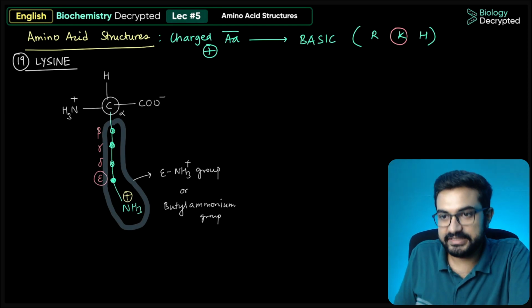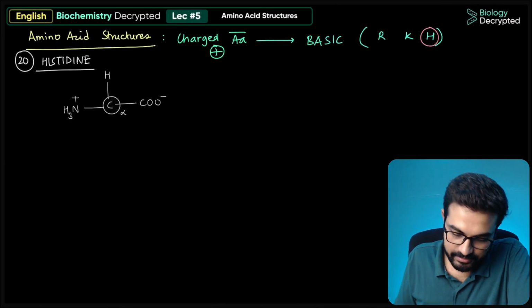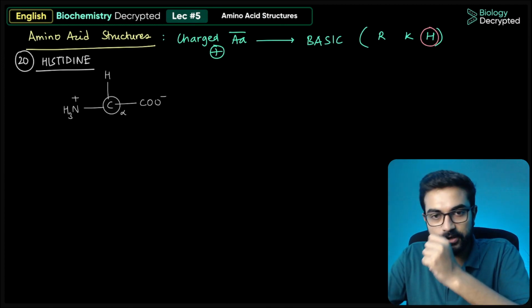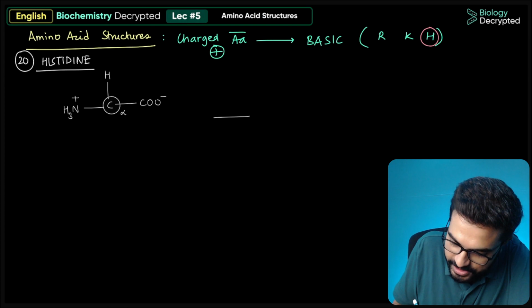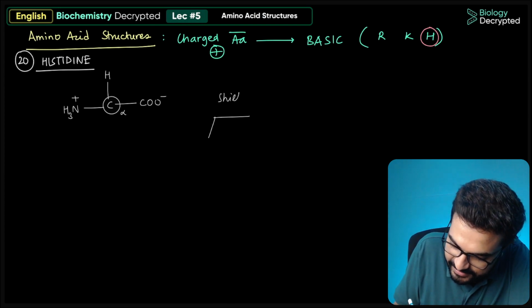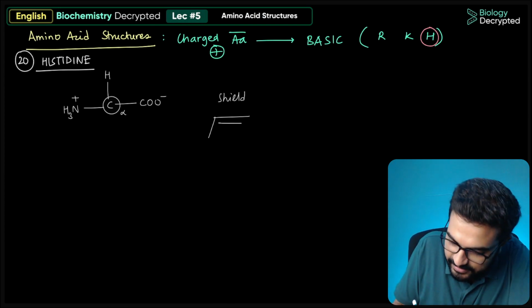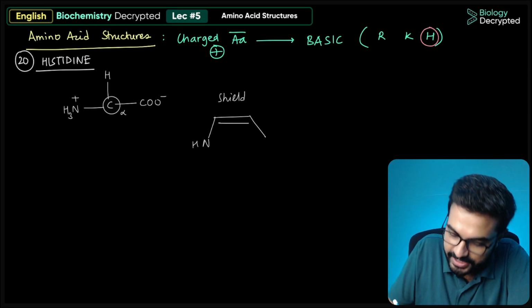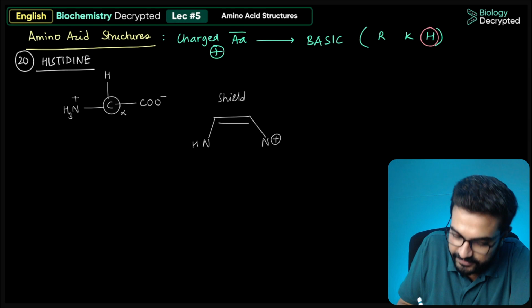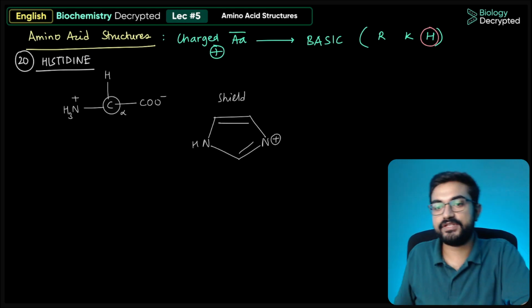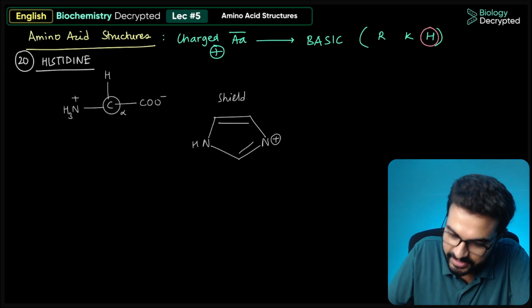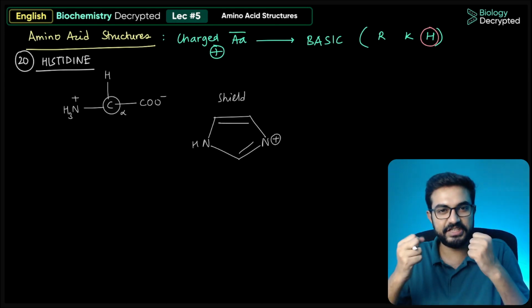Now let's talk about histidine, then we'll talk about the names. For histidine, you have to remember this particular structure. There is a shield like this. This is how we have this particular shield in positive, and obviously this nitrogen will have a positive charge. This is a shield like structure.